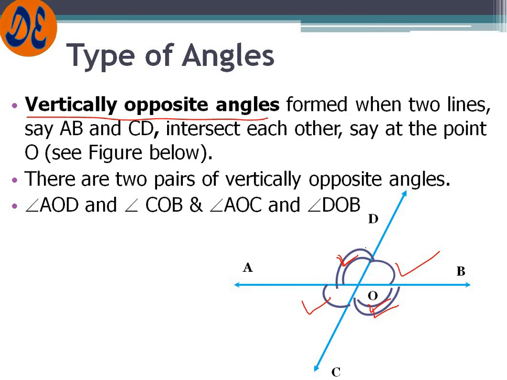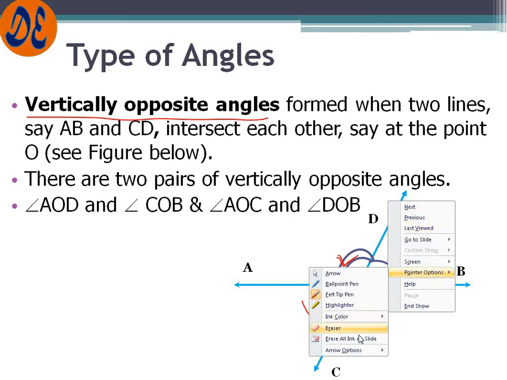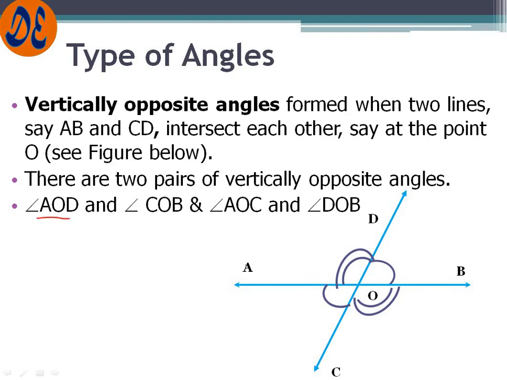Now in this case you can see the angles written here: AOD and COB are one pair, and another pair is AOC and DOB. So this is the second pair of vertically opposite angles. You will have to remember the name vertically opposite angle. Whenever the term vertically opposite angle is used, you will automatically have to understand which angles are being mentioned.